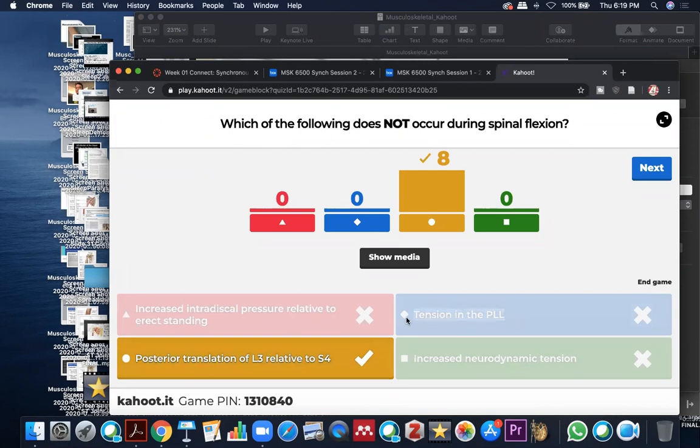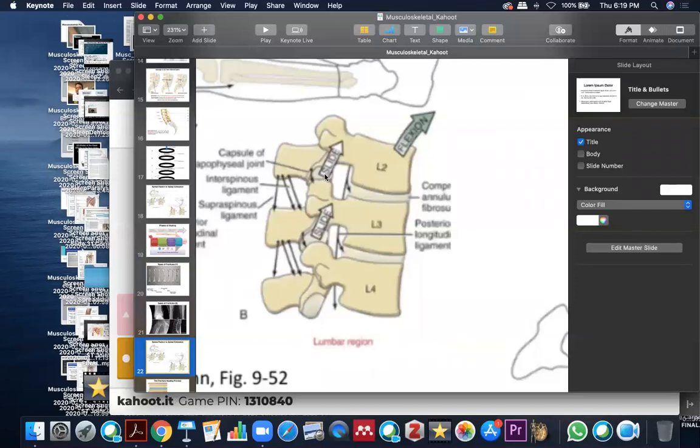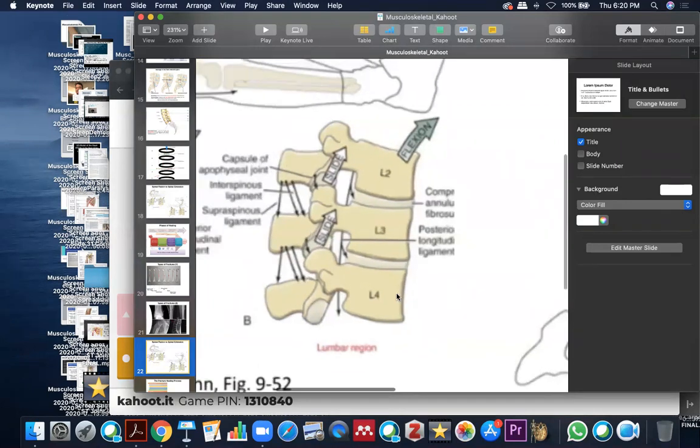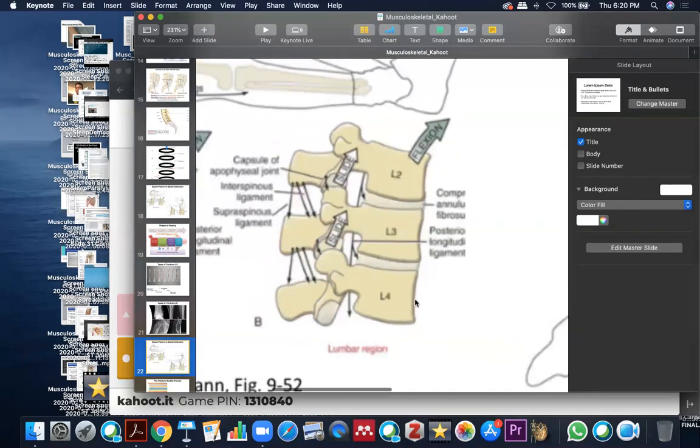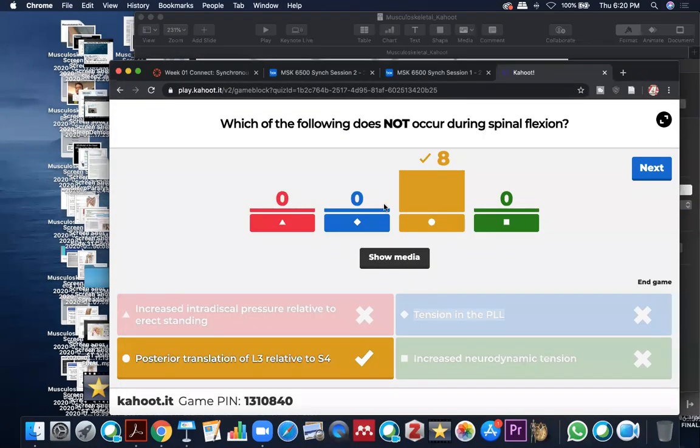You're going to get tension in the posterior ligaments there. So posterior ligaments are going to be on tension, and the ALL is going to be more lax, laxity in the ALL. And then pretty much everything's the opposite. So the intervertebral foramen is going to be a little bit wider, and the facet joints are going to have less pressure. Everything's opposite.